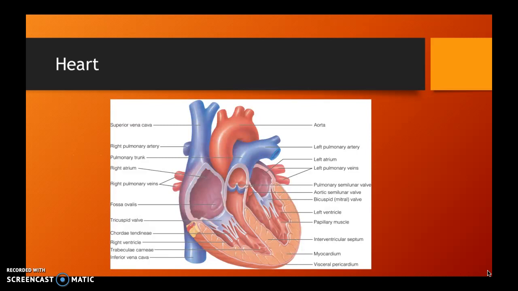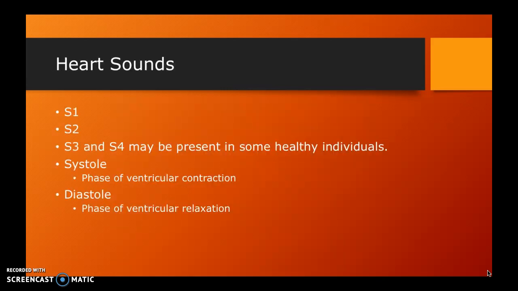So here are all of your parts of the heart, the different valves. Heart sounds, there is S1, S2, and those are what you're going to be listening for, your lub-dub. The S1 is when the mitral and tricuspid valves close, and S2 is when the aortic and pulmonic valves close. These are the two sounds that cause the lub and the dub, and that's all you're going to be listening for. You may hear an S3 or S4. We're not concerned with that in this class.